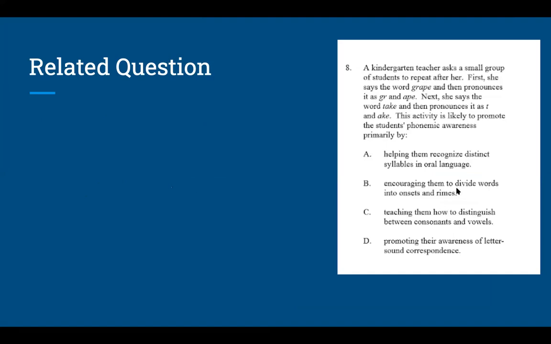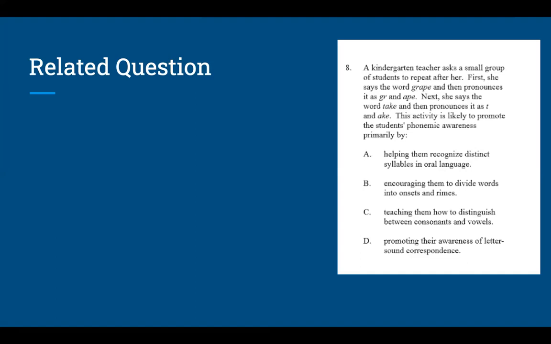All right, so this is the next question. A kindergarten teacher asked a small group of students to repeat after her. First, she says the word grape and then pronounces it as gr-ape. Next, she says the word take and pronounces it as t-ake. This activity is likely to promote the students' phonemic awareness primarily by: A, helping them recognize distinct syllables in oral language; B, encouraging them to divide words into onset and rhyme; C, teaching them how to distinguish between consonants and vowels; or D, promoting their awareness of letter-sound correspondence.